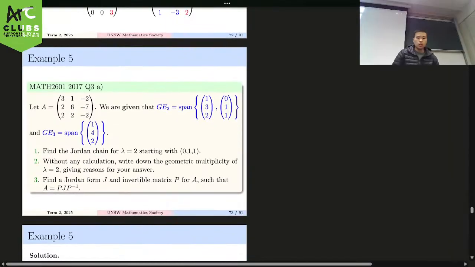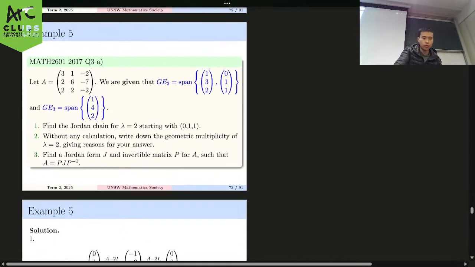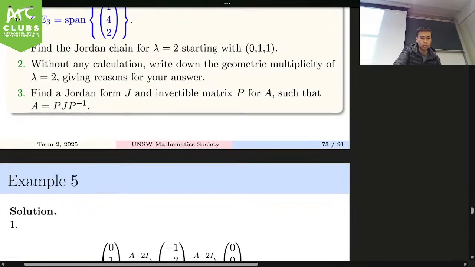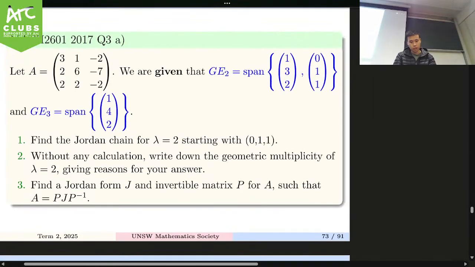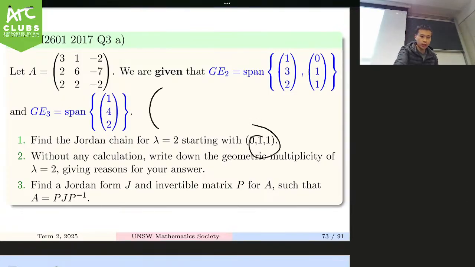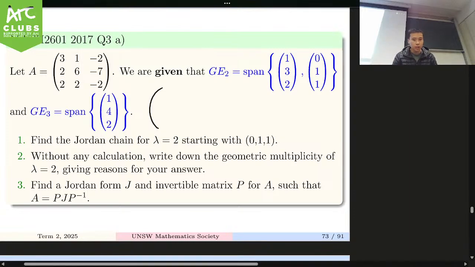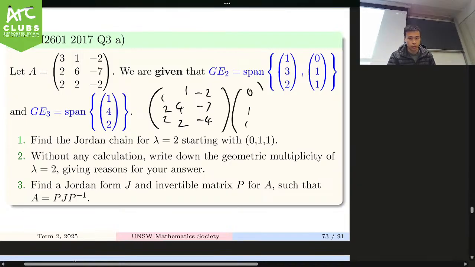Cool. Okay, next one. So we're given this. We'll find the Jordan chain starting with 0, 1, 1. So again, hopefully they'll get into some non-zero vector. So we just have minus 2 for each of these. So 4, minus 4, minus 7, 2, 2, 2. Okay, multiply that, 0, 0, 1.